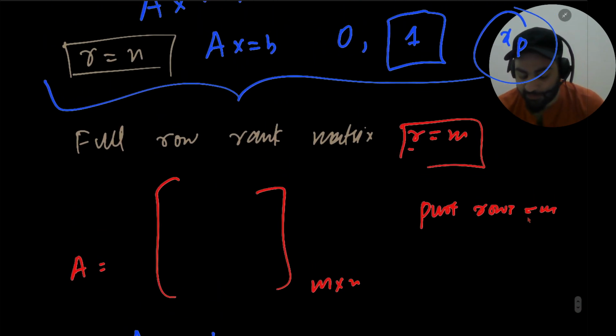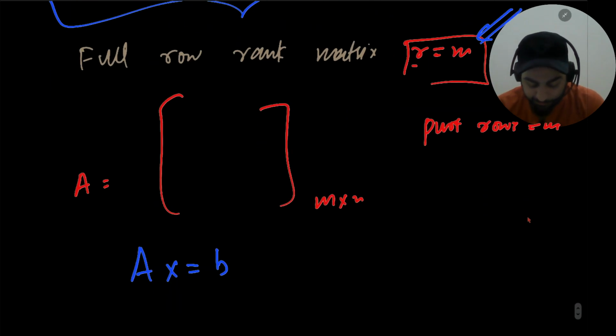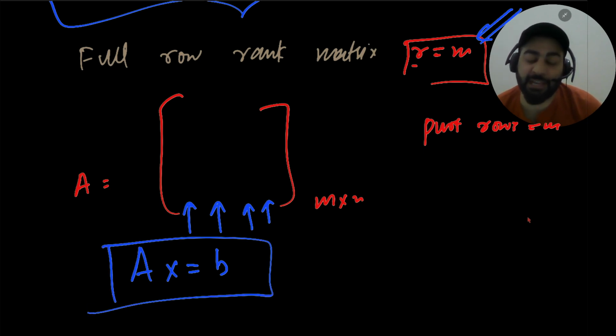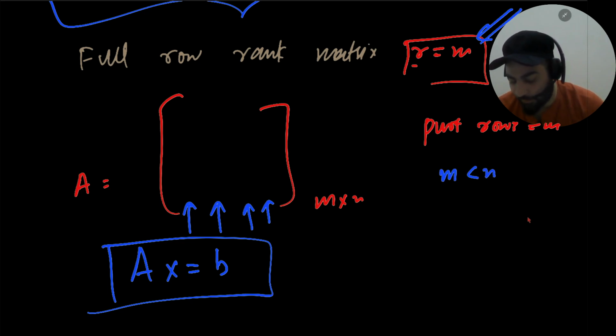For example, if the rank is m, that means the pivot rows are m. So we have m pivot rows. Now we are trying to argue about this: will there be a solution? Will there be infinitely many solutions or things like that? What I'm saying is, if Ax equal to b and m is less than n, then it is possible, I think. If m is less than n, then what is it?